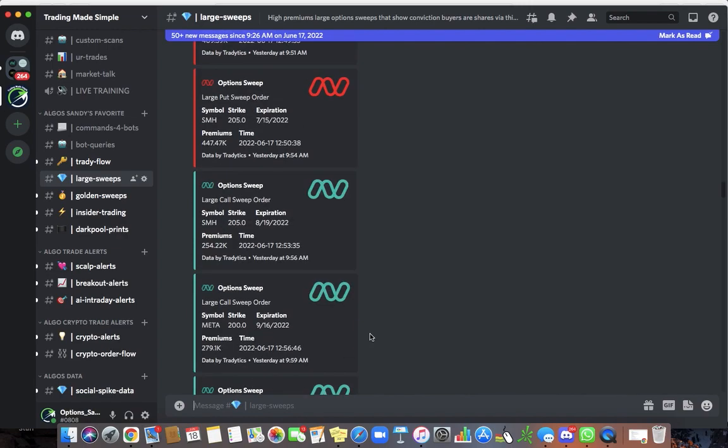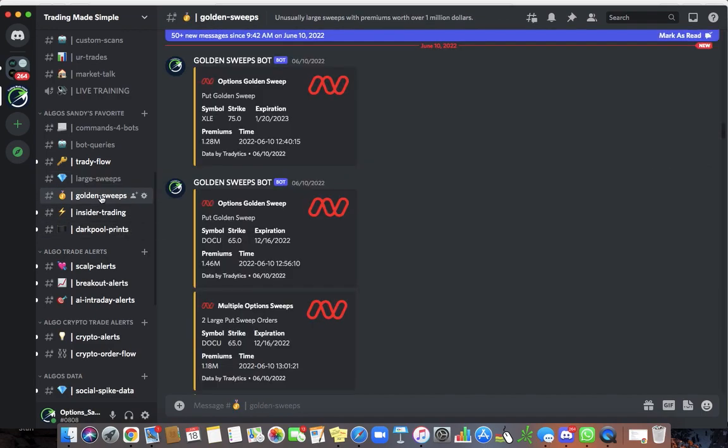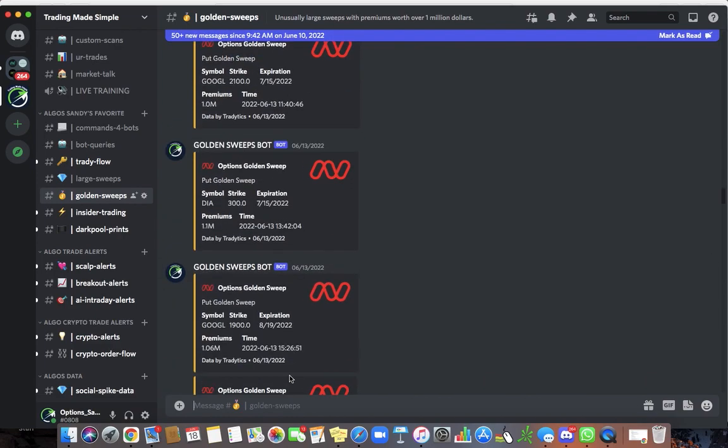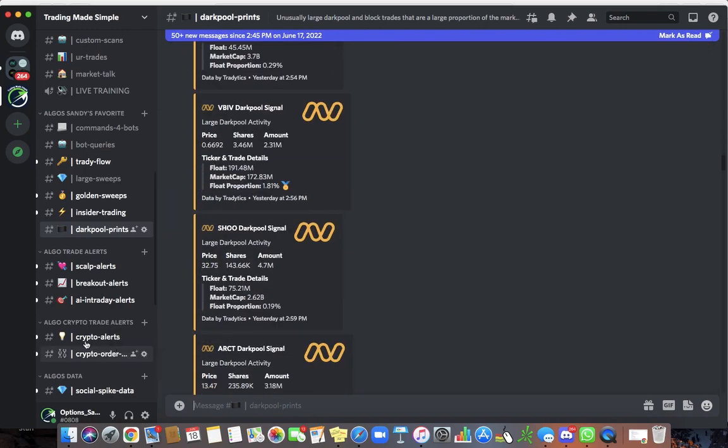The large sweeps, you can come down here to the most recent and see NVIDIA had some positive green. Expiration 6/24, the strike is 162, and $284,000 in premiums going out, which, by the way, is not a huge order for institutions. And you'll get used to that as you look at those data points. So lots of data coming in as far as these folders, and you just have to look right up here to see what these folders represent. Okay, insider trading, the dark pools, right? And then now come these algo trade alerts.